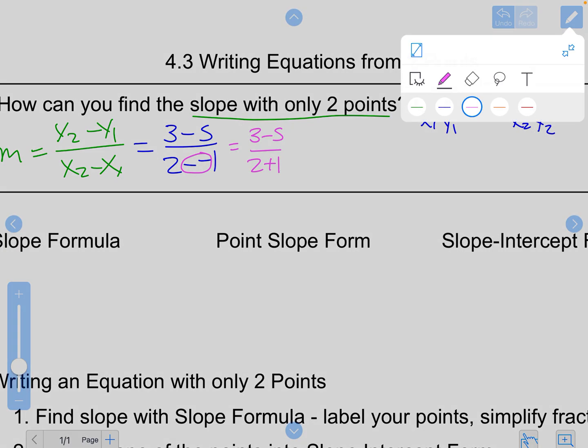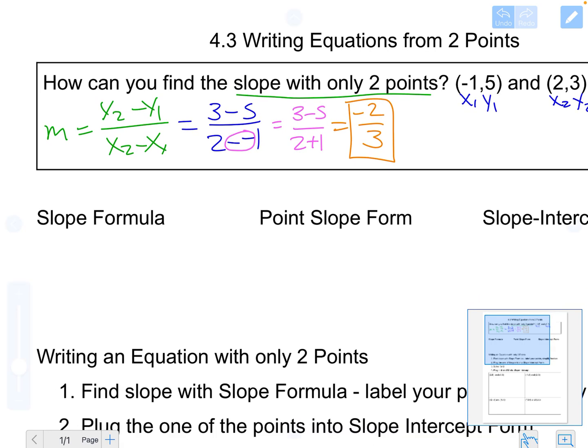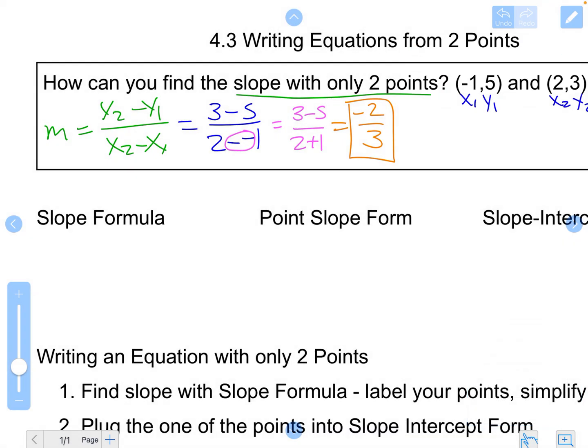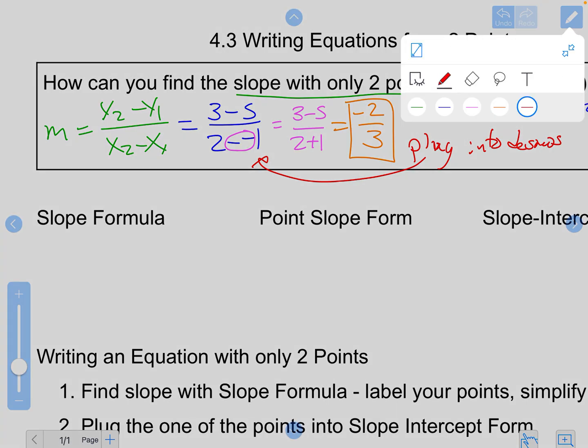I'm jumping ahead of myself. So now 3 minus 5 is going to be a negative 2, and then 2 plus 1 is 3. And so we get a negative 2/3. And so that's just a real quick reminder of how we can find slope with 2 points. And remember, we can also plug this into Desmos. And it will help us with that math if we're struggling with how to find that.